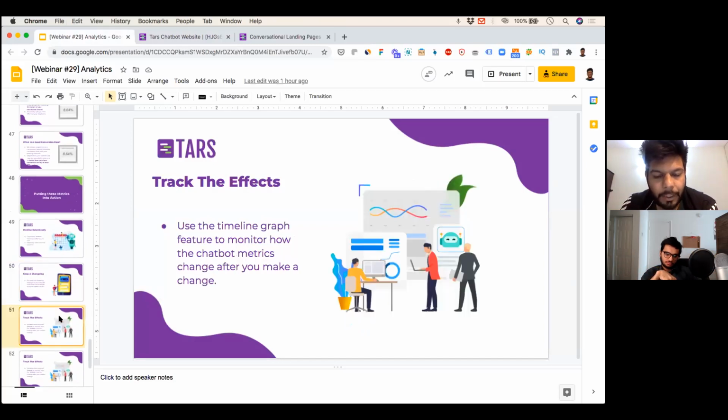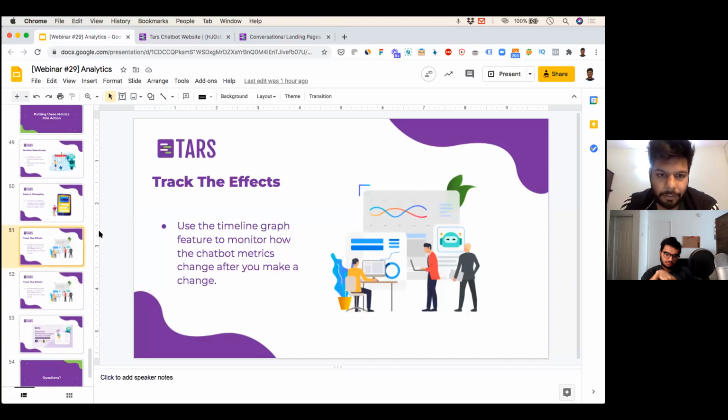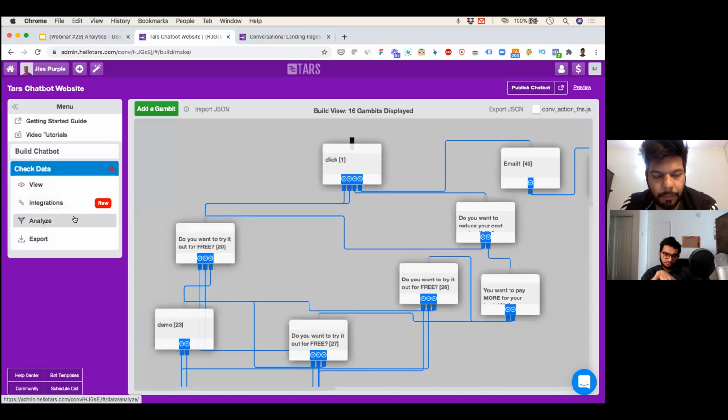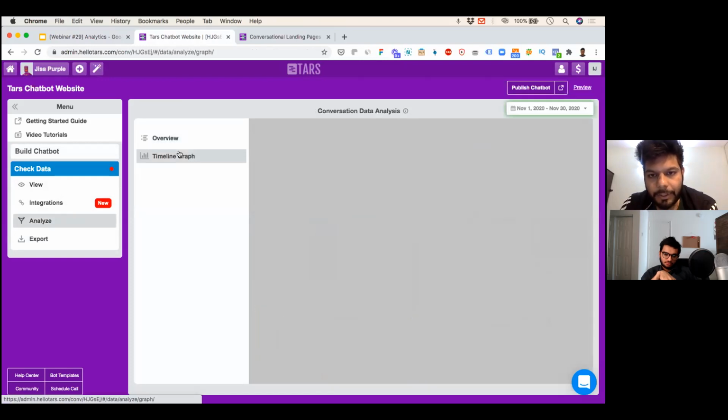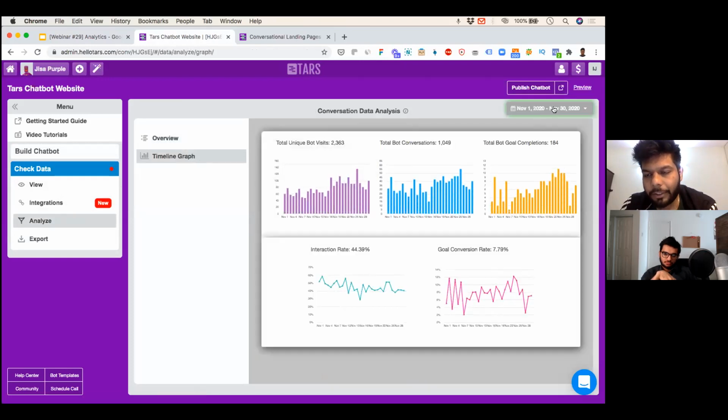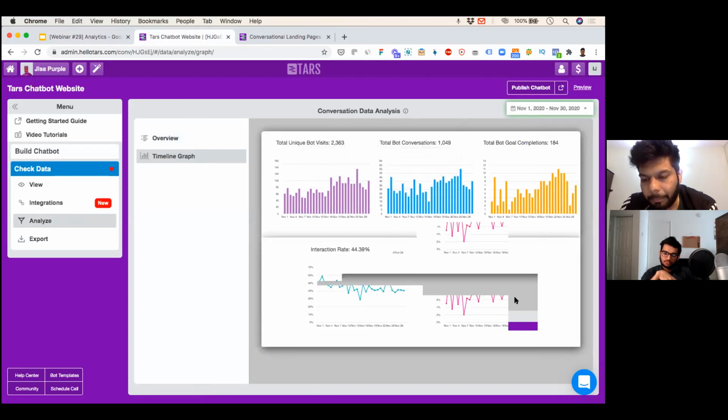The last bit is very closely connected. Using the numbers is one, but secondly is the timeline graph. So you can see over time what is happening, right? If I look at the last 30 days, I can see the conversion rate becoming better or lower or higher, and why it was happening.